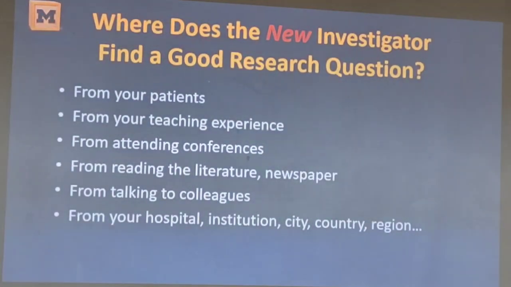From teaching experience, I'm giving a talk or I'm talking to somebody and a question comes in or something like that, and you can actually formulate it. Attending conferences, collaborating with colleagues, looking at the literature, sometimes even looking at the newspaper, you might come up with ideas.